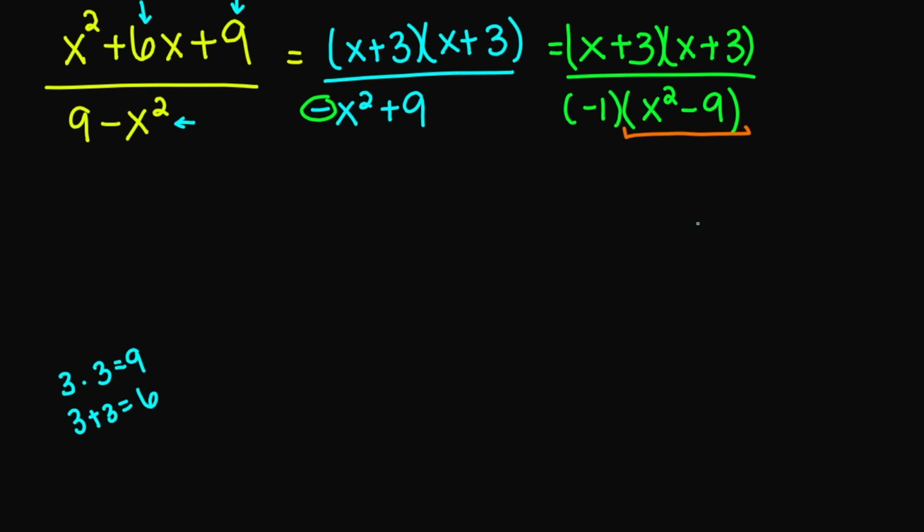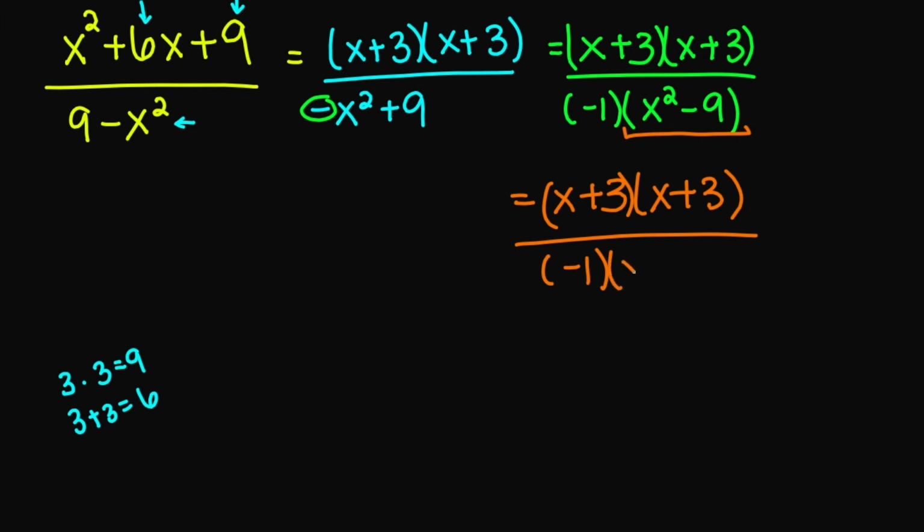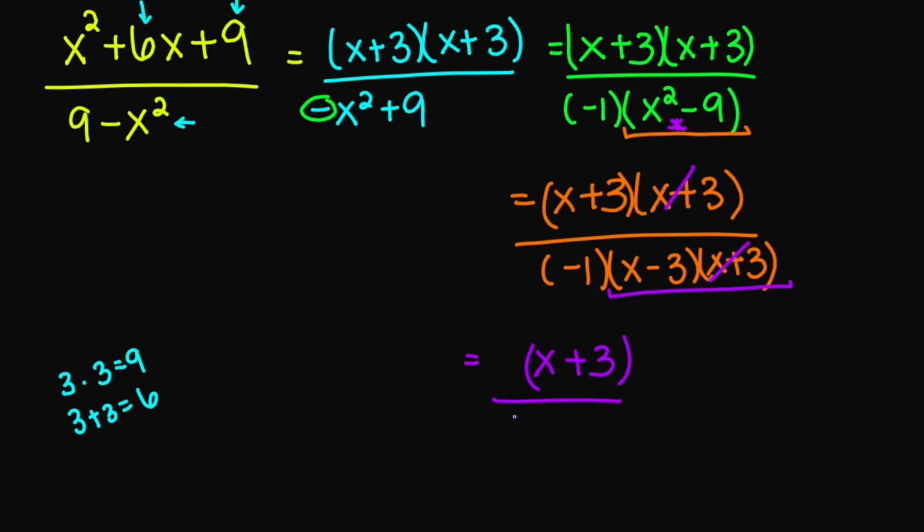Notice here we have the difference of two squares. So my numerator, we have x plus 3 times x plus 3. That's going to be over my -1, and then x minus 3 times x plus 3. Because I factored out my x squared minus 9 into x minus 3 times x plus 3. So I can cancel out my x plus 3, and I'll be left with x plus 3 in my numerator over -1 times x minus 3. And this is your final answer.